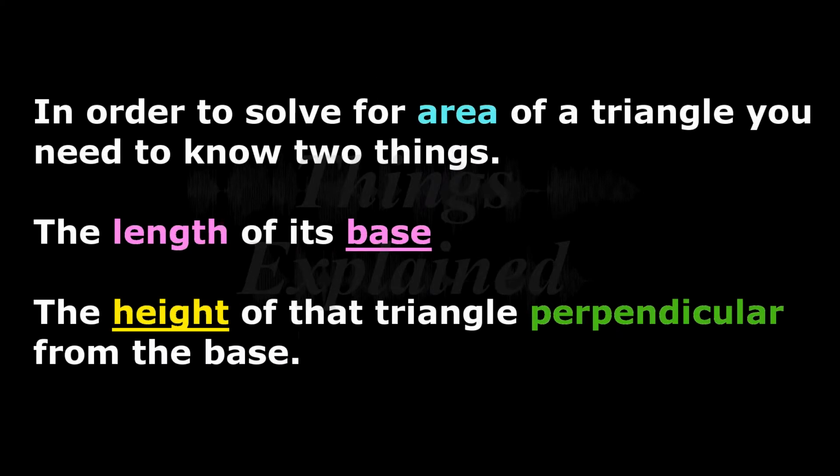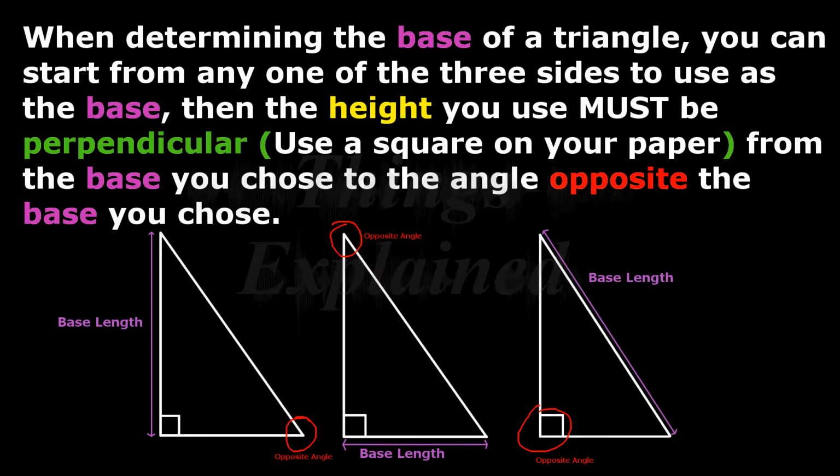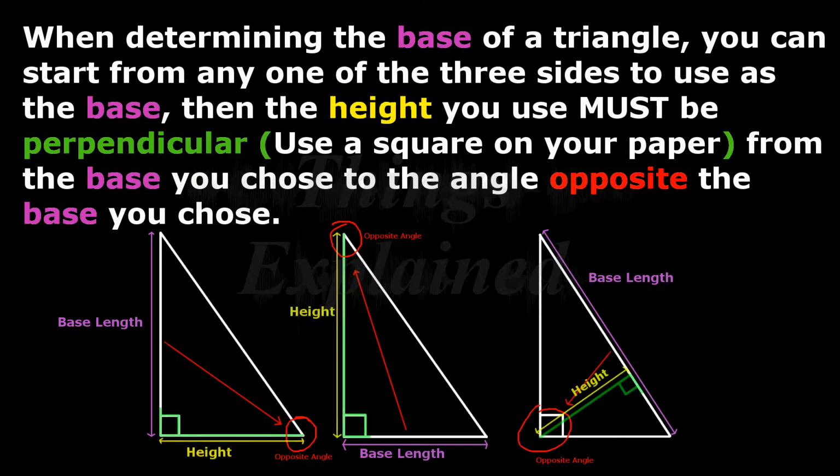In order to solve for area of a triangle, there are two things that you need to know: the length of its base and the highest point of the triangle when measured perpendicular from that base. When deciding what you will use as the base of a triangle, you can start from any one of the three sides. Once you pick a side to use as a base, the height that you use must be perpendicular to that base, meaning 90 degrees or at a right angle that lines up with the highest point perpendicular to your base. You must draw a new square that lays flush against your baseline, forming a 90-degree right angle that lines up with the corner opposite your base but still within your triangle.